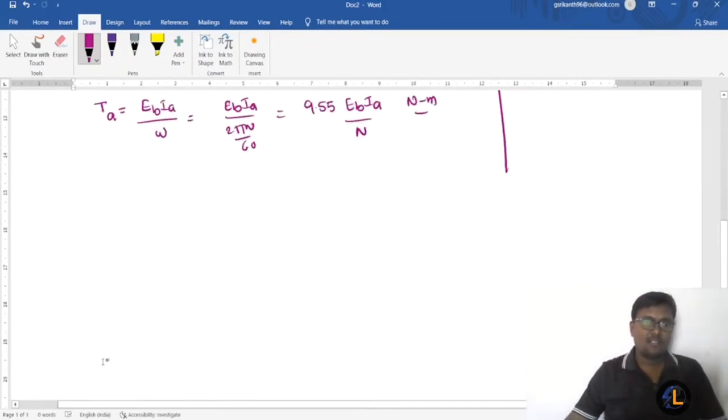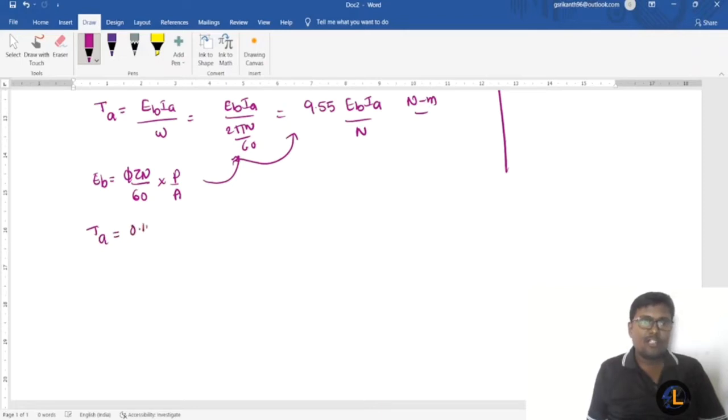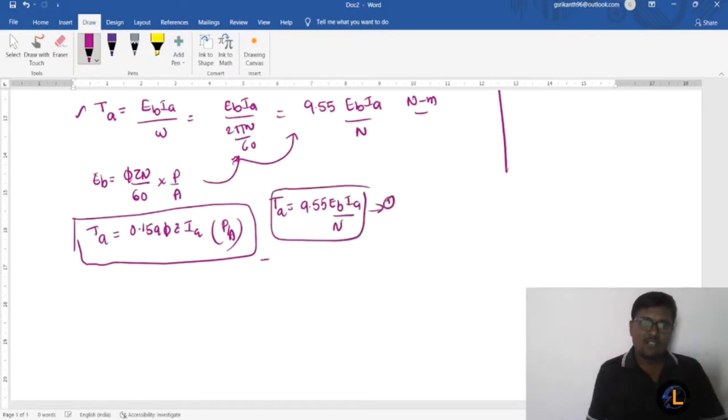And one more thing, if you substitute Eb is equal to phi Z N by 60 into P by A in the above equation, Ta is equal to 0.159 into phi Z into Ia into P by A. So these two are very, very important equations. 9.55 into Eb into Ia by N is the first equation, and this is the second equation. Both are very, very important.